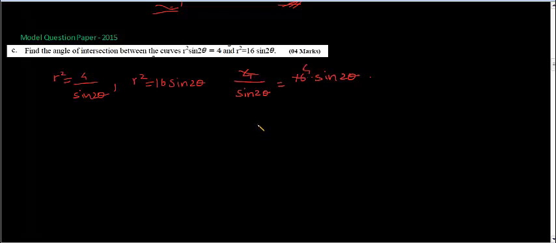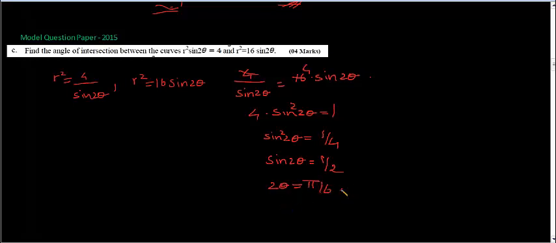By cross multiplication, 4 into 4 is 16, so sine squared 2 theta = 1 by 4. Sine 2 theta is the root of 1 by 4, which is 1 by 2. What is 2 theta? You have a scientific calculator, it is allowed in the examination. 2 theta = sine inverse of half, which is 30 degrees, or you can write it as pi by 6. Then theta = pi by 12.